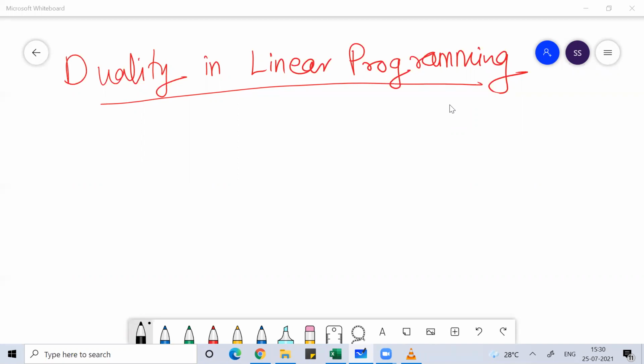Then it is followed by constraints. So we write constraints, with less than or equal to or greater than or equal to. And once they are done, then we write the non-negativity restriction. Every linear programming problem ends with a non-negativity restriction. That is the structure of a linear programming problem.